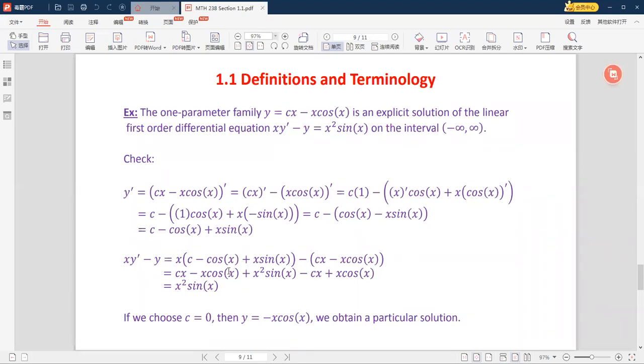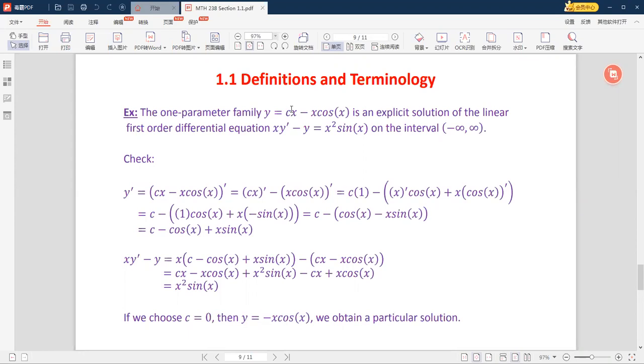As I said before, C is an arbitrary constant that you can choose arbitrarily. You can choose any value. For example, if you choose C equal to 0, then you just get one solution. If we plug in 0 for C in here, 0 times x gets 0. So it becomes y equal to negative x cosine x. So that's one solution. You don't have any arbitrary constant now because you already chose C equal to 0, so you just get the one solution. That's called the particular solution.